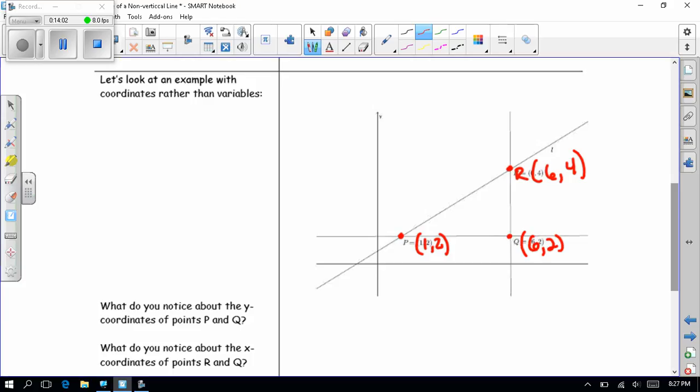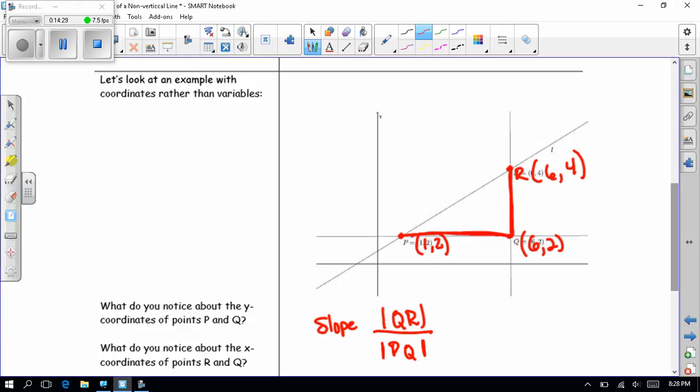So they're saying our slope is the absolute value, or the measure of QR divided by the measure of PQ. So we have to figure out what those measures are.